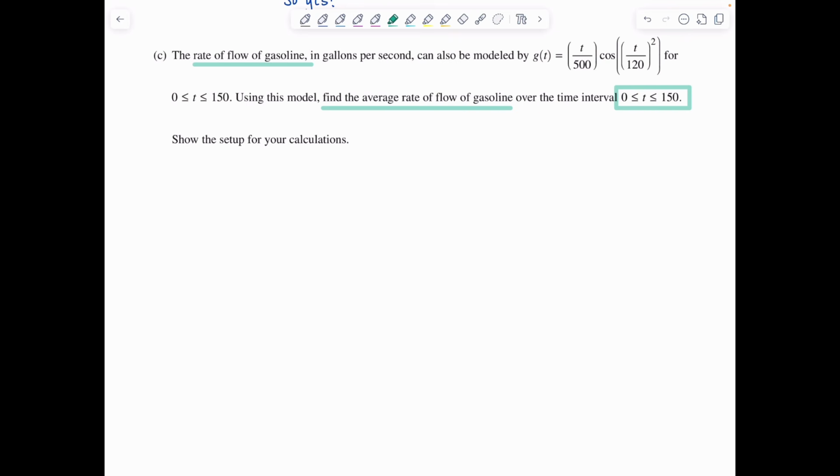Okay, so remember, they're asking us actually to find the average value of a function. So hopefully you remember the formula when you're finding average value of a function on some interval from a to b, it's equal to 1 over b minus a times the definite integral from a to b of f of x dx.